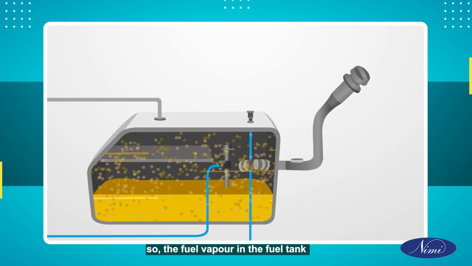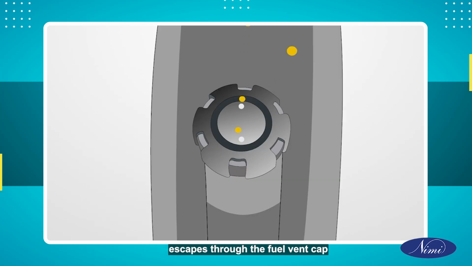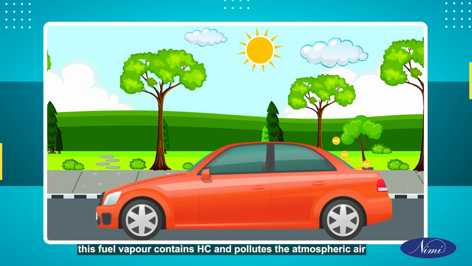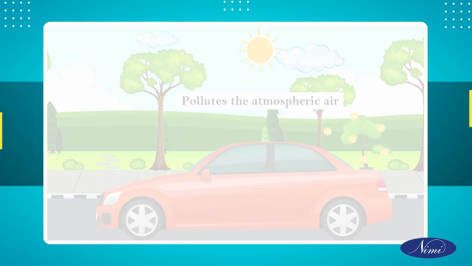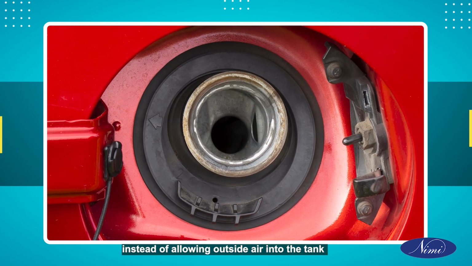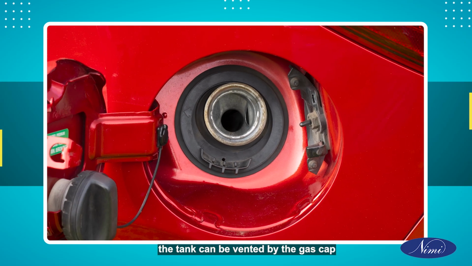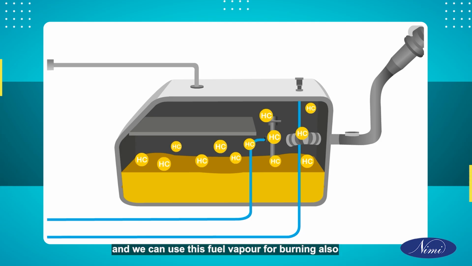So, the fuel vapor in the fuel tank escapes through the fuel vent cap. This fuel vapor contains HC and pollutes the atmospheric air. Instead, outside air can be allowed into the tank through a vent rather than the gas cap. This prevents the fuel vapor from escaping into the atmosphere, and we can use this fuel vapor for burning also.